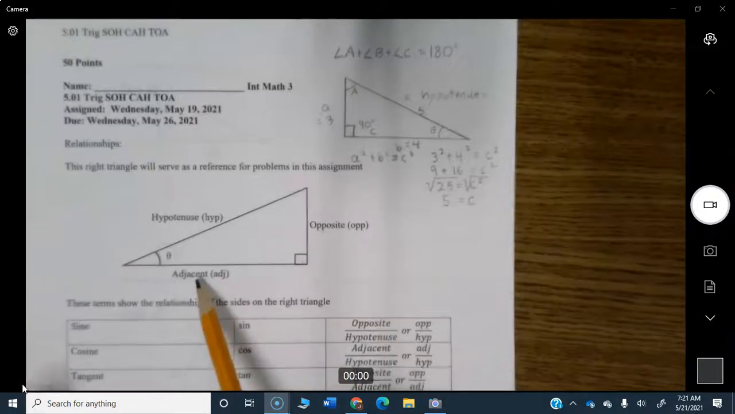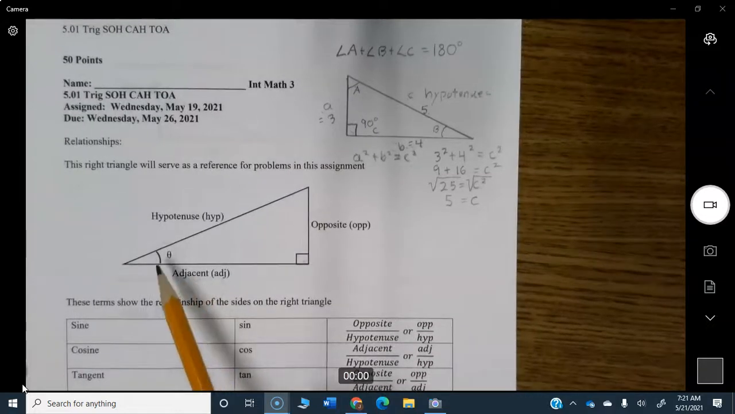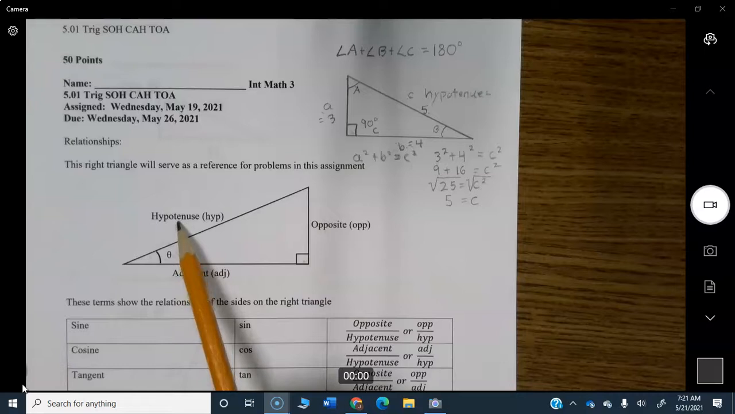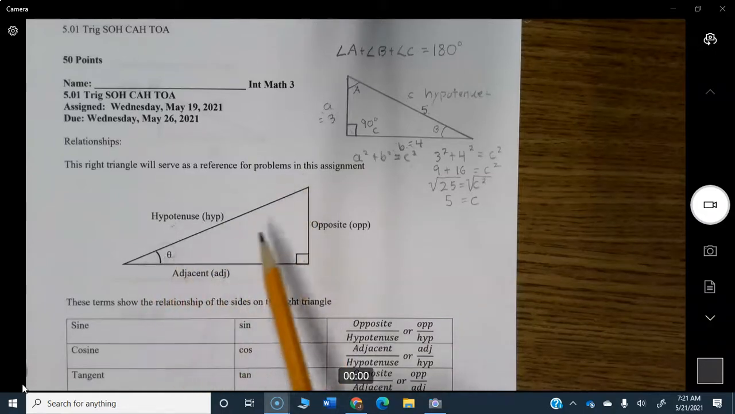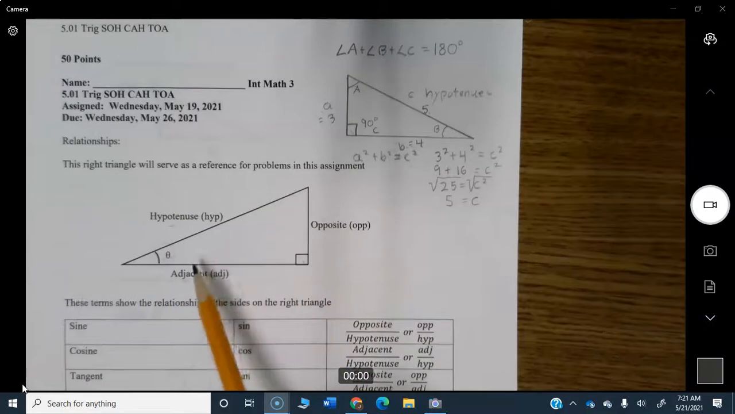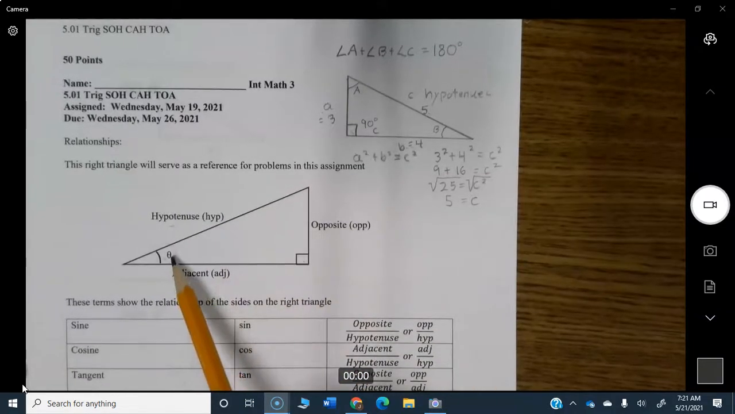Adjacent, the word adjacent in general means next to something. So the adjacent is the side next to theta, next to the angle theta. Now the hypotenuse is also next to theta, but it already has a name. We call it the hypotenuse. So the adjacent is the other side that's next to theta that's not the hypotenuse. So hypotenuse, longest side. Opposite is the side all the way across the triangle from the angle you're dealing with. And adjacent is the side right next to the angle that's not the hypotenuse.